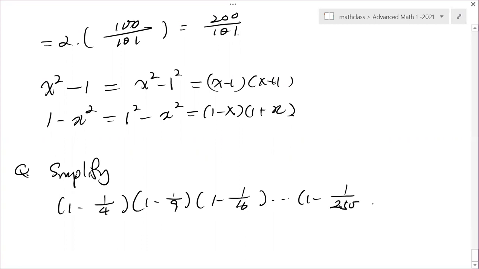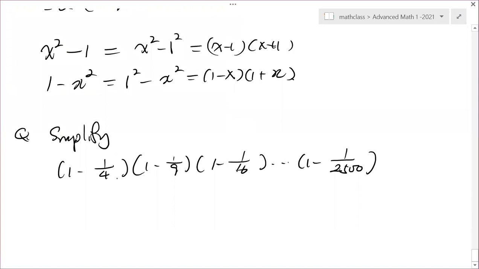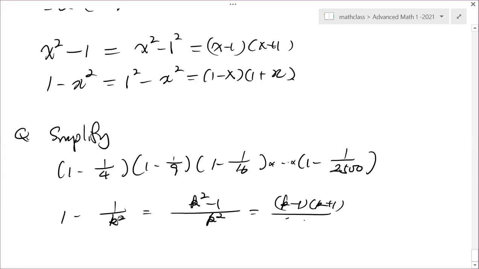Let's try 2,500. 2,500 is a perfect square. So the denominators here are perfect squares: 2 squared, 3 squared, 4 squared, and so on. And here we do the multiplication. How do we solve this problem? Let's take a look at what we have inside here: 1 minus 1 over k squared is going to be k squared minus 1 over k squared. Then I can factor the numerator.